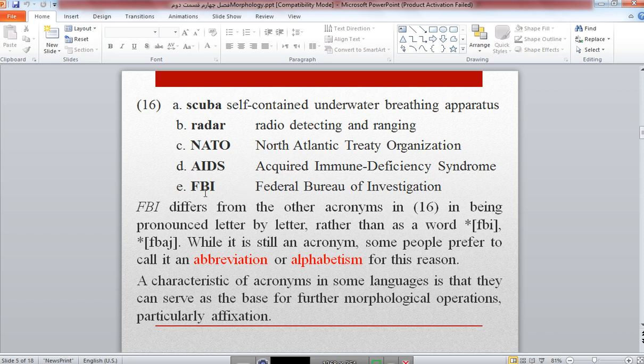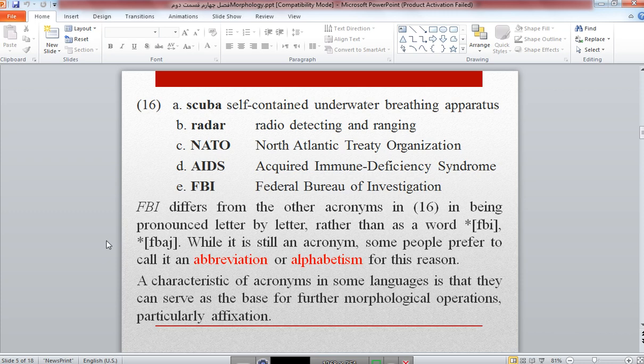FBI, you see here how I pronounce this one, F-B-I. FBI differs from the other acronyms in this example in being pronounced letter by letter rather than as a word, while it is still an acronym. Some people prefer to call it an abbreviation or alphabetism for this reason. We have some other examples from other languages like French. You can see them in your book and read them.